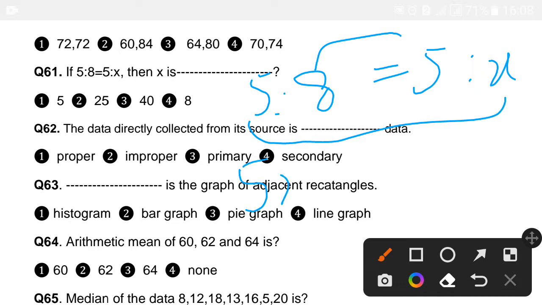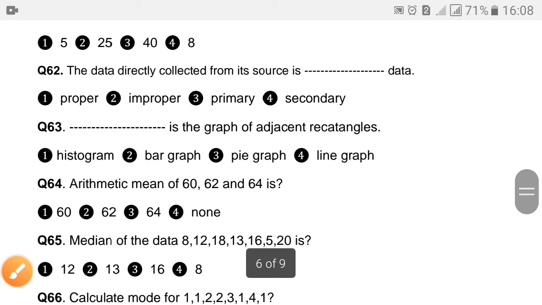So we solve by this rule. We get 5x equals 8 5s are 40, so the value of x is equal to 8. So option number 4 is the right option.